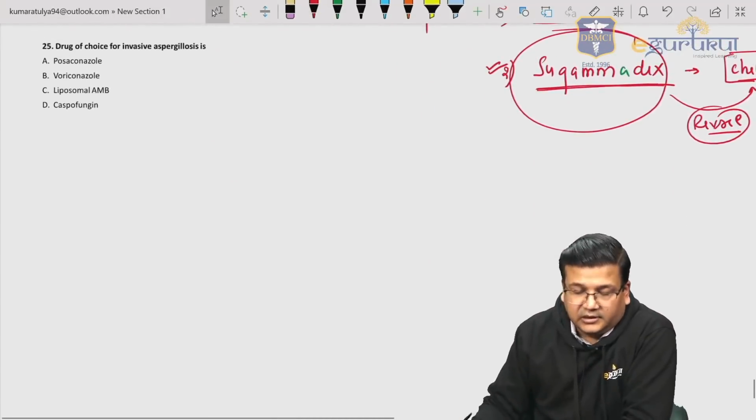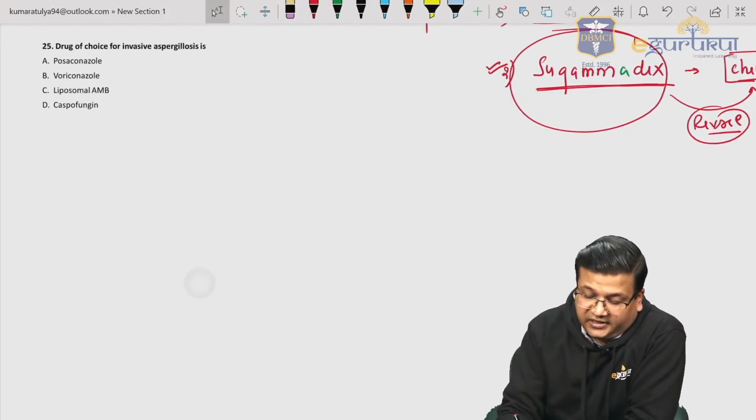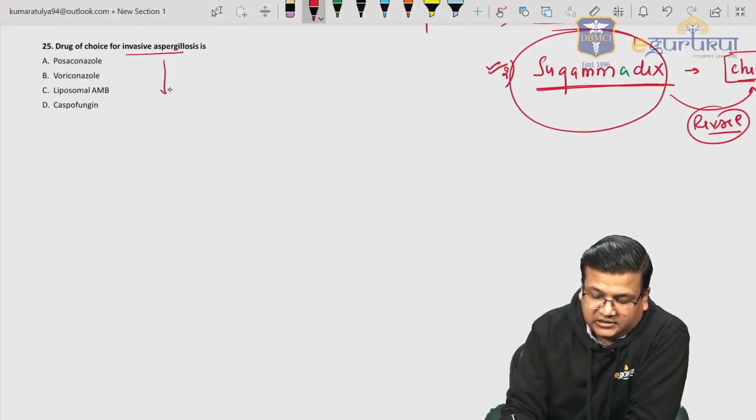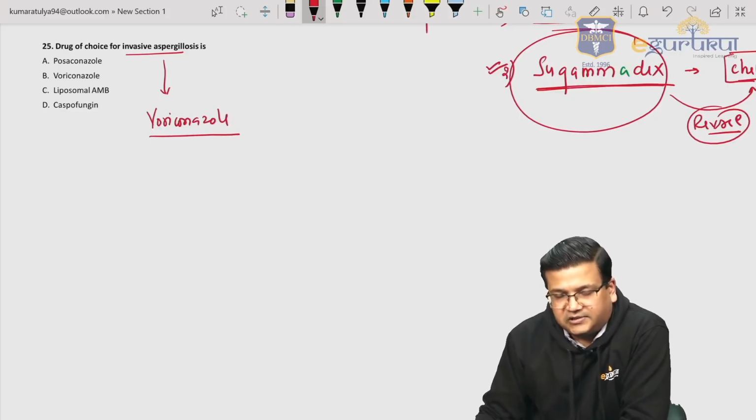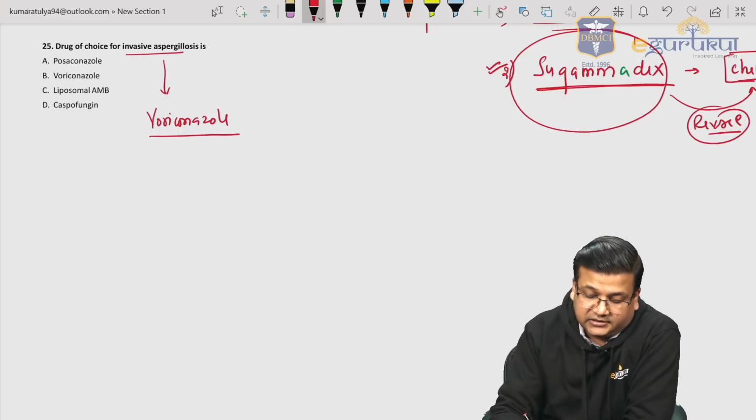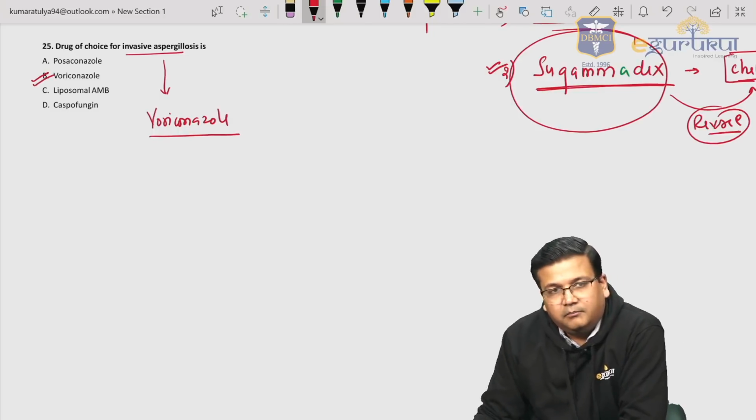The last question. Drug of choice for invasive aspergillosis. It is a fact-based question. Voriconazole. Voriconazole is the drug of choice for invasive aspergillosis. So that is the answer to this particular question, option number B.